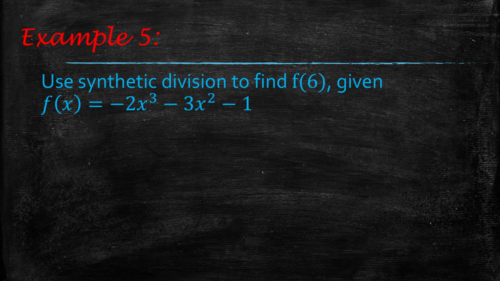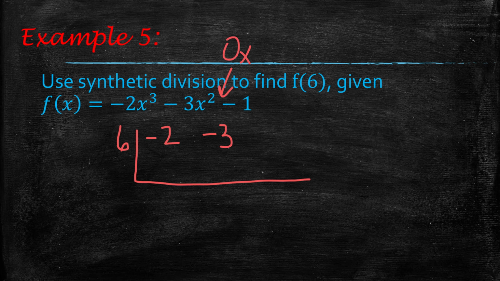Okay, last example. Use synthetic division to find f of 6 given this polynomial. So again, if you remember, the remainder will tell you what that f of k is. We're going to take 6 and put it on the outside, and we're going to do -2, -3. Now there is an x missing, so we need to placehold it with a 0. And then we have -1.